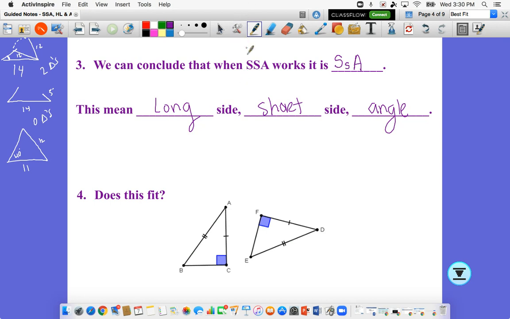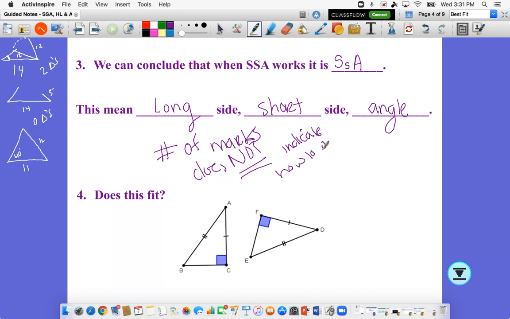But we don't often know how long the sides are, right? They're usually marked off like this. So you could add this to your notes: the number of marks does not indicate how long a side is. Just because this has 2 marks does not mean that it is my long side. It doesn't, right? So let's not assume that.